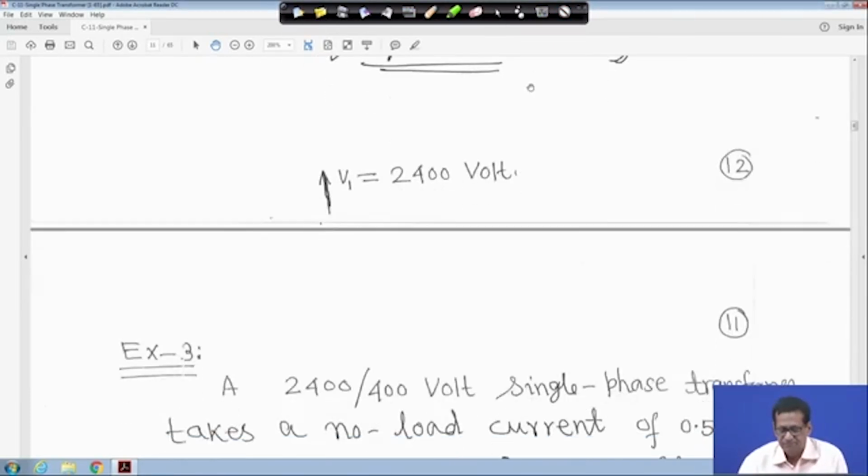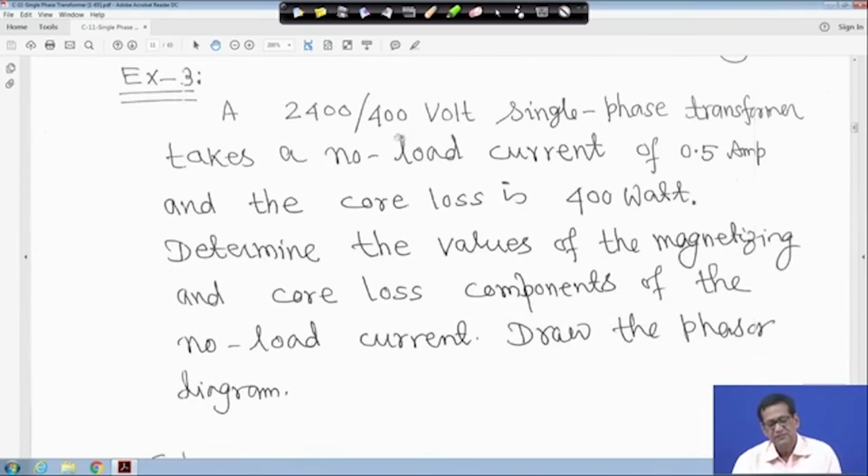So, now this is for this numerical, a 2400 by 400 volt. It is a step down transformer because this is primary side 2400, and secondary side 400 volt. So, this is a step down transformer, right. So, N1 by N2 is equal to 6, the same as V1 by V2.